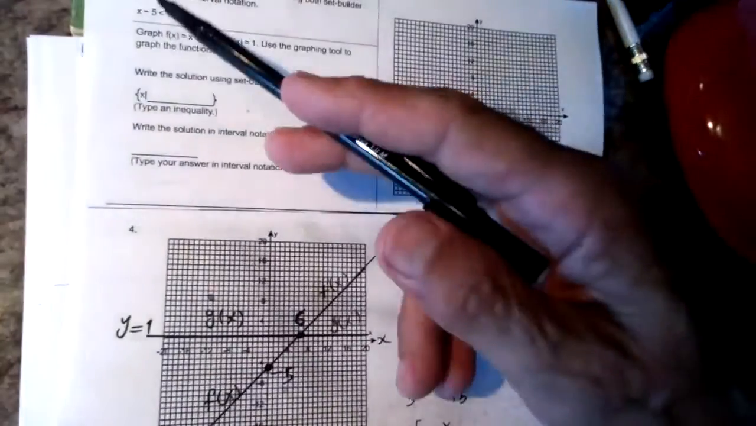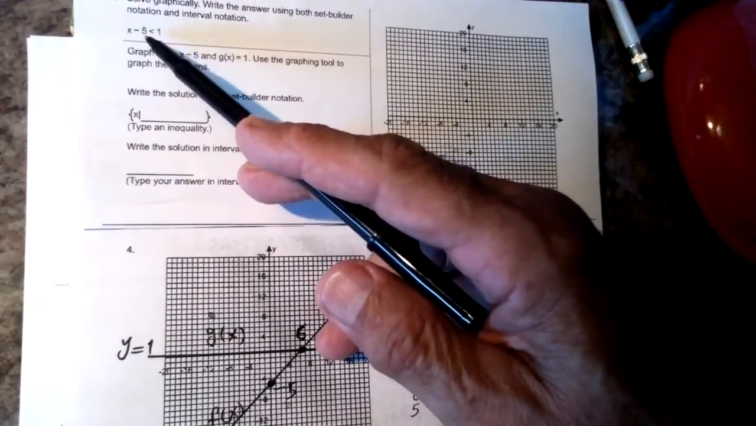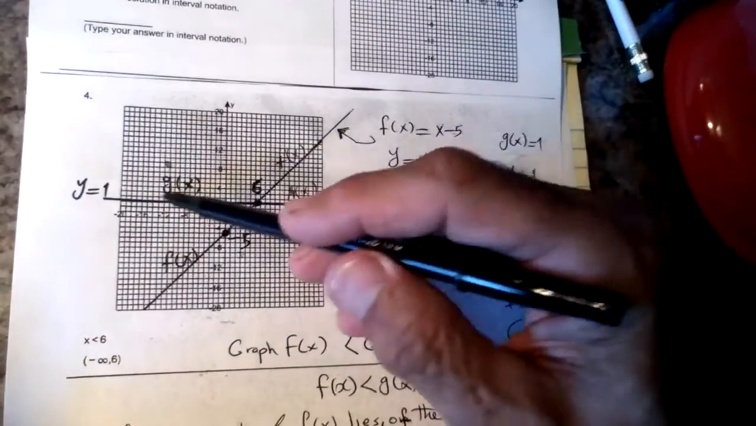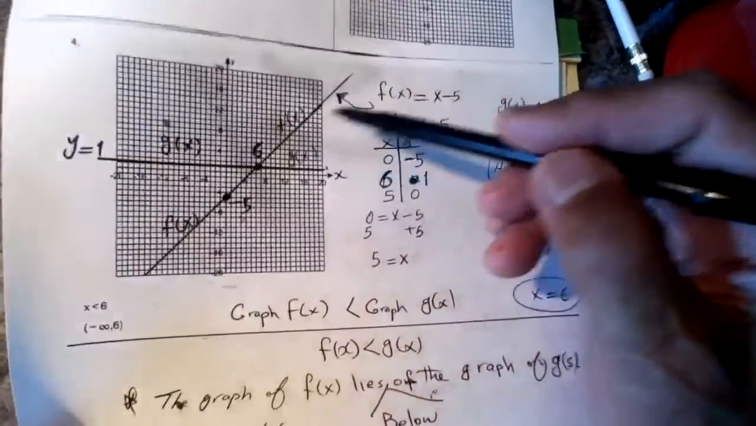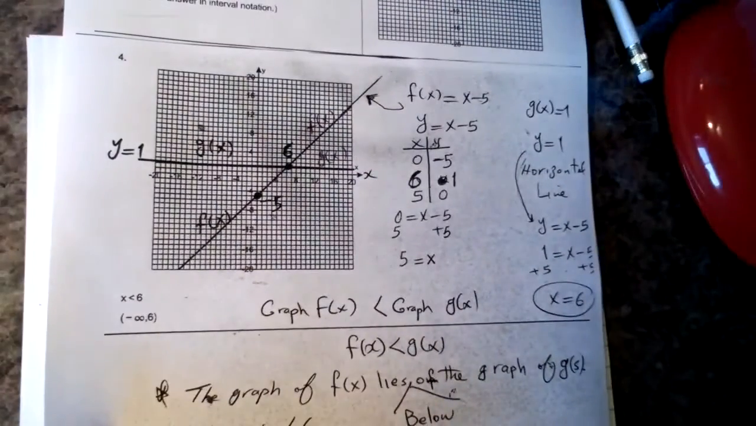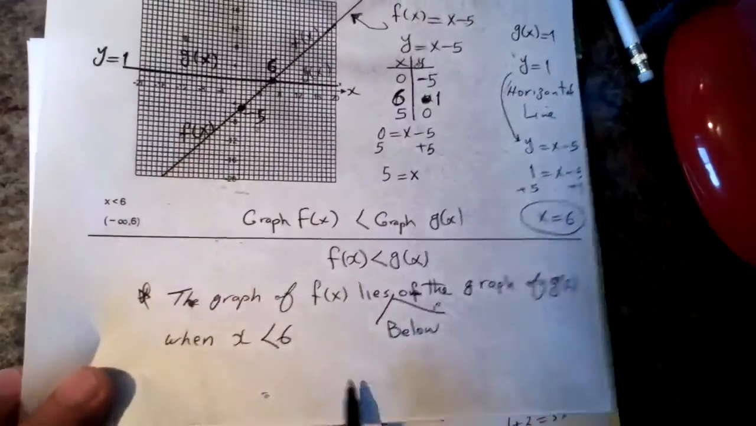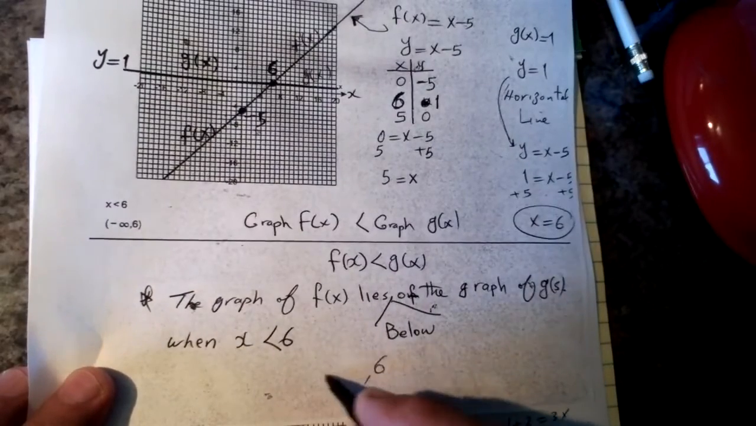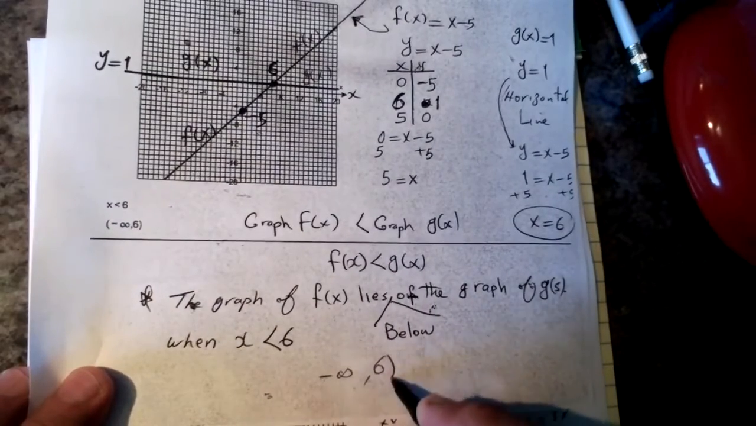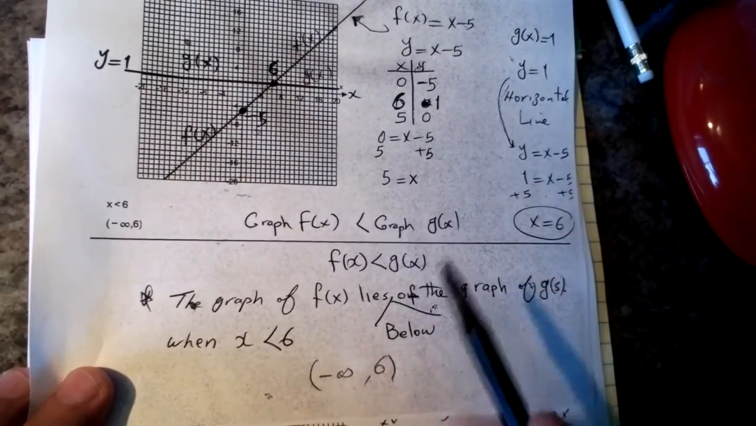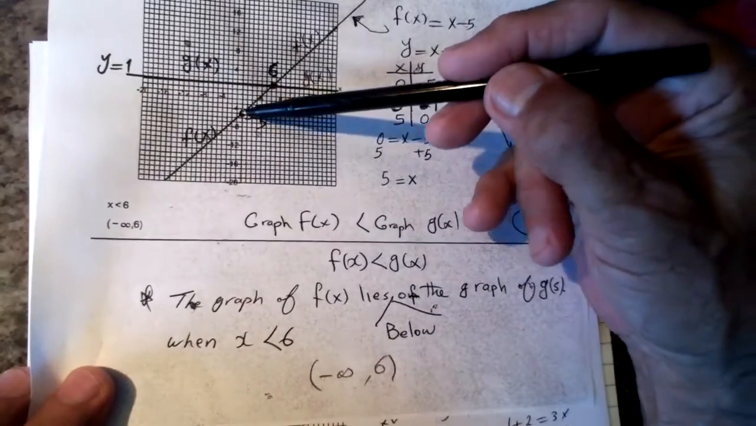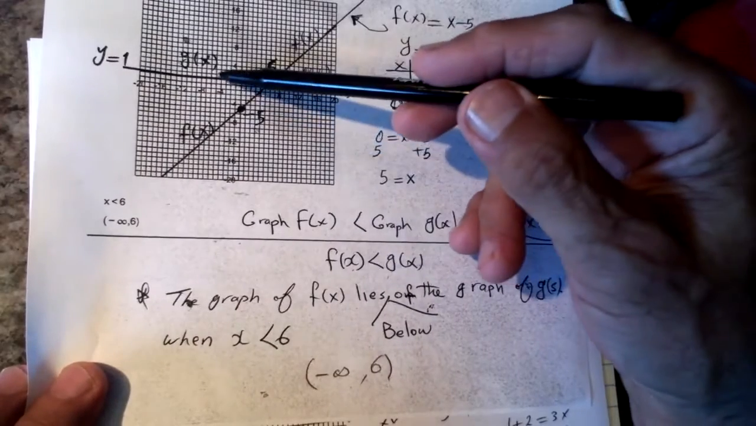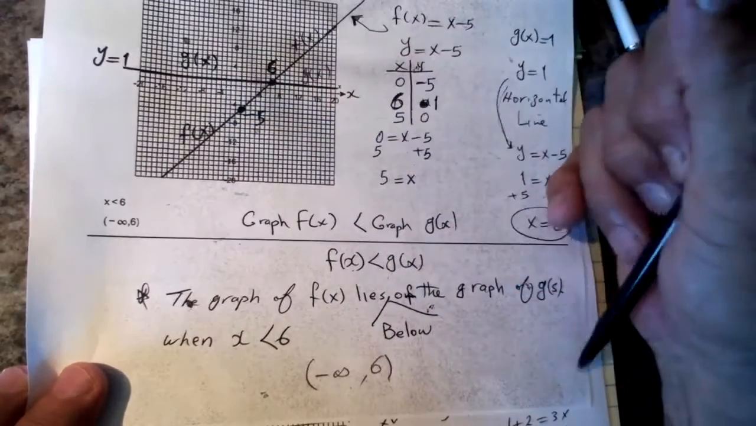And that's what we're asking in the problem. In the problem, you're saying f of x is less than g of x, which means we are interested in the section where g of x is above f of x. And that is when x is less than 6. When x is less than 6, all the way from 6 to negative infinity, f of x is less than g of x, or g of x is above f of x.